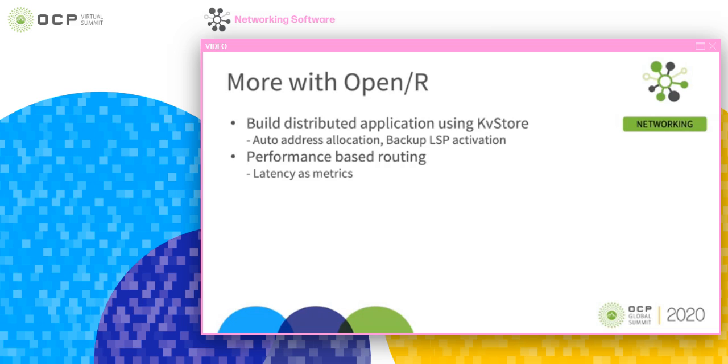Further, it can also do performance-based routing. We added latency as a metric. OpenR can compute the metric as part of a handshake protocol with the neighbor when the neighbors are being discovered, and this metric can be fed into the topology for computing the routes based on the latencies. This is being used in the wide area network controller for computing the LSPs.